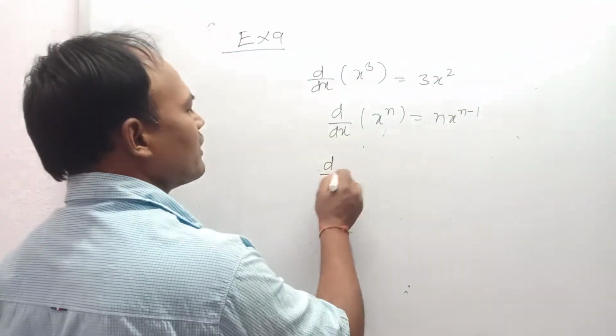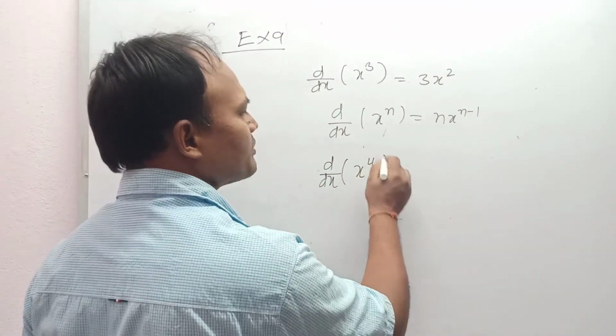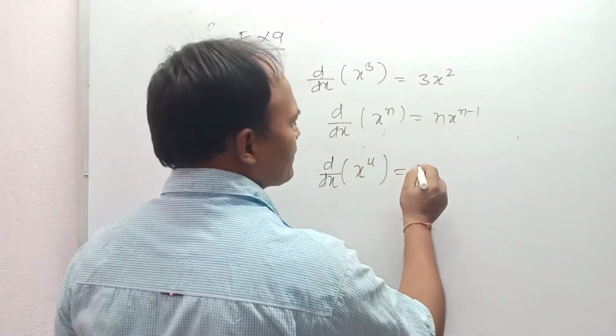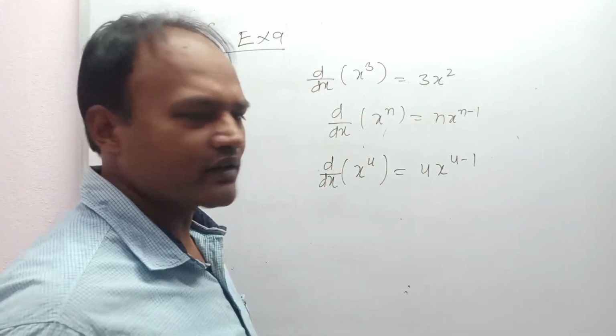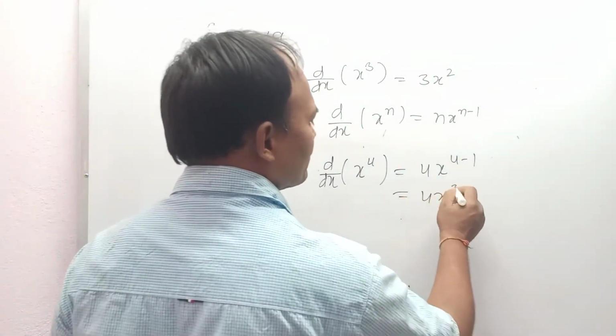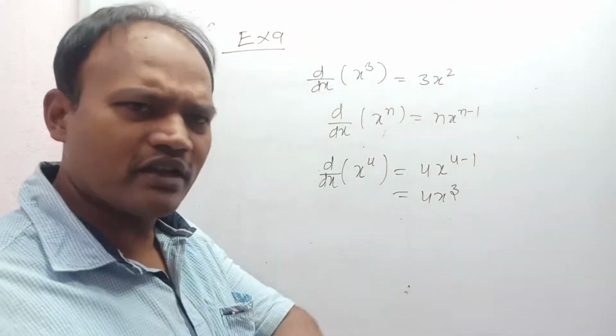Okay, next one is suppose the question is d by dx of x to the power 4. So we can say that it is 4 x to the power 4 minus 1. So we can say that it is 4 x to the power 3, students. Okay, what is the next formula?